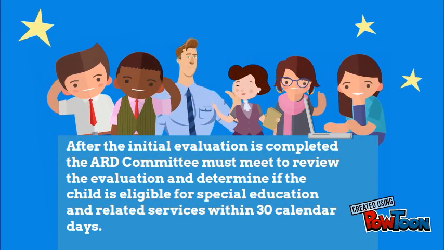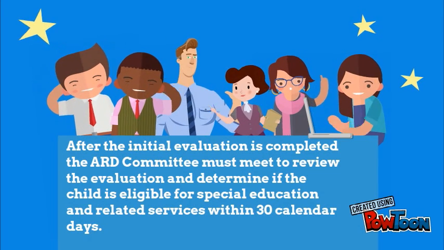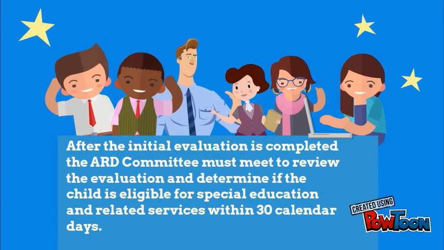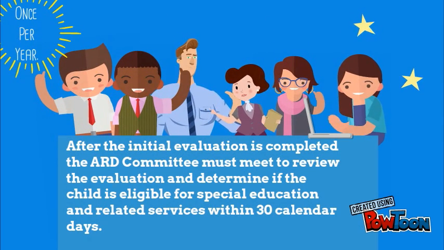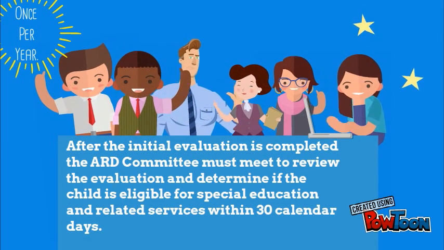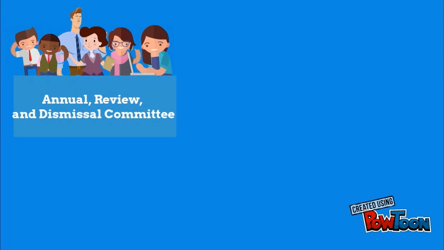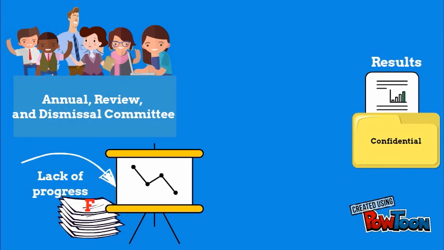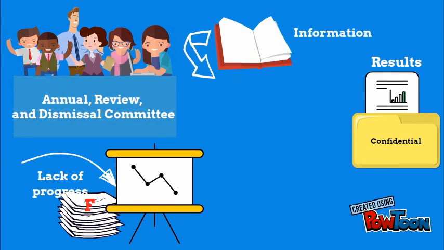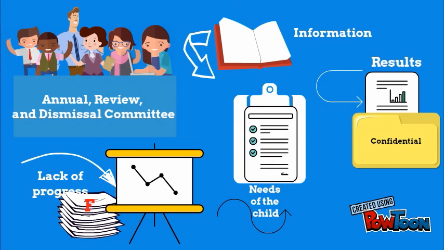After the initial evaluation is completed, the ARD committee must meet to review the evaluation and determine if the child is eligible for special education and related services within 30 calendar days. The ARD committee must meet at least once per year. They may also meet more often to revise the child's IEP as appropriate, to address any lack of expected progress toward the annual goals and in the general curriculum, the results of any reevaluation, information about the child provided to or by the parents, anticipated needs of the child, and other matters.